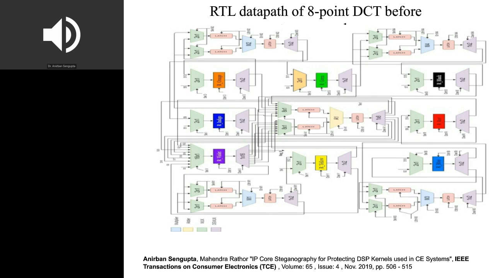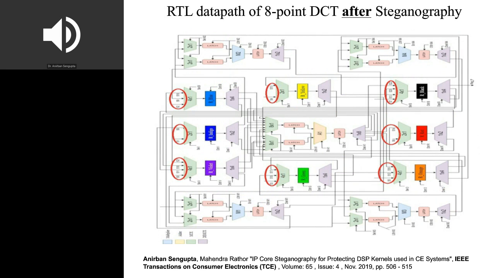And this is the RTL data path of an 8-point DCT after the stego mark is implanted into the design. As you can see, it is imperceptible and the stego mark is invisible. So just optically inspecting the surface doesn't let anybody find out where the secret stego marks are.